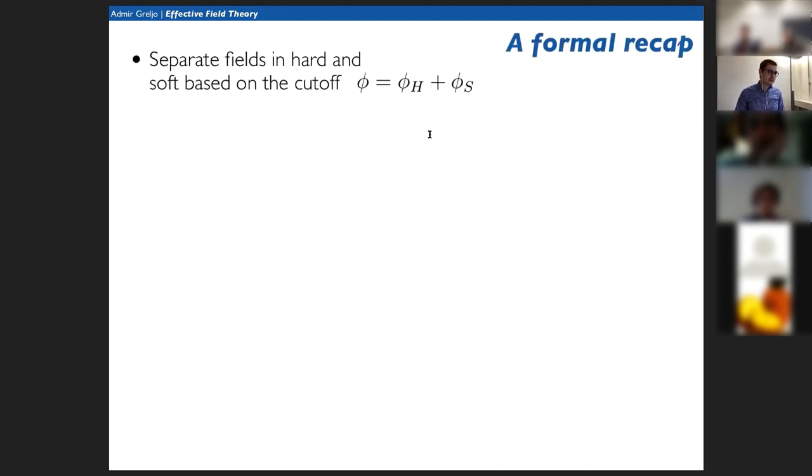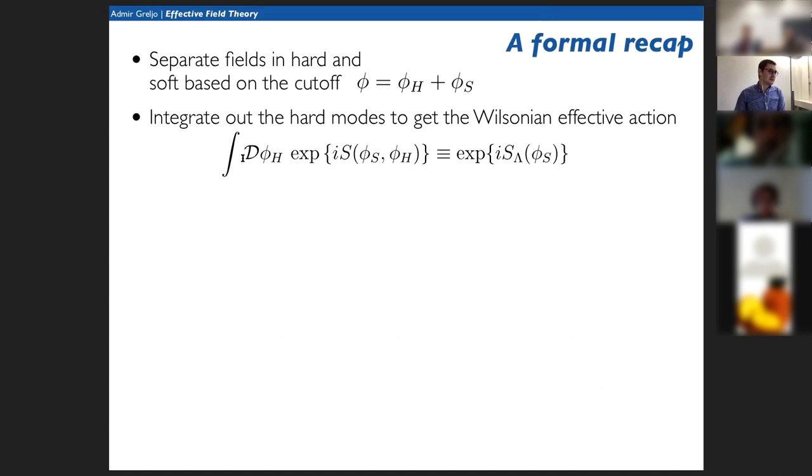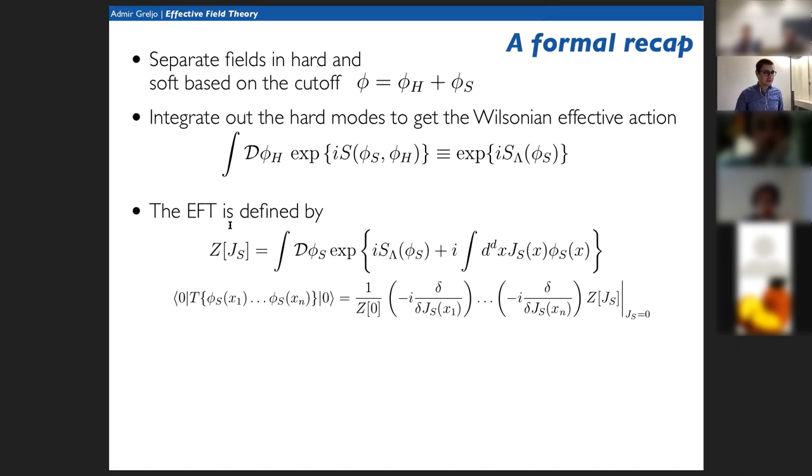All right, so at this slide, I want to give a little bit more formal recap of what I just said. So how do we, in quantum field theory, arrive to an effective theory? So we first split the fields into hard and soft based on the cutoff. Then we integrate out the hard modes. So there is a path integral over the hard modes of the exponent of the action of the full theory. And what we get is called the Wilsonian effective action, this S lambda. And then the effective theory is defined by this generating functional, which is the path integral over the light fields of the Wilsonian effective action and the source term. And then all correlation functions in an effective theory follow from derivatives of the generating functional for the light fields.